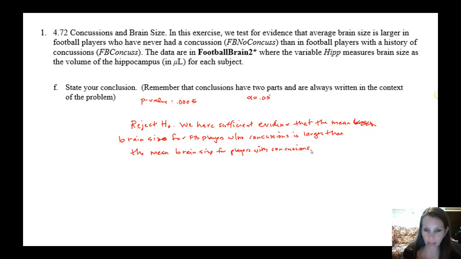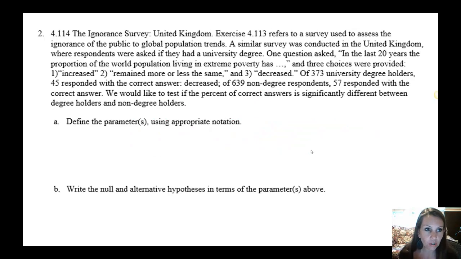All right, so that's it. That's the end of that problem. Let's move on to question 2. The Ignorance Survey, United Kingdom.